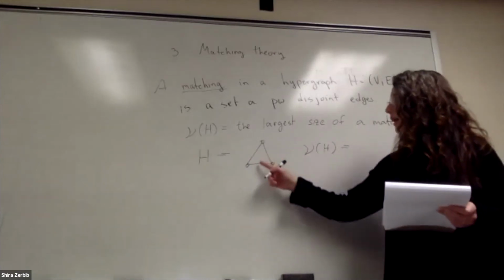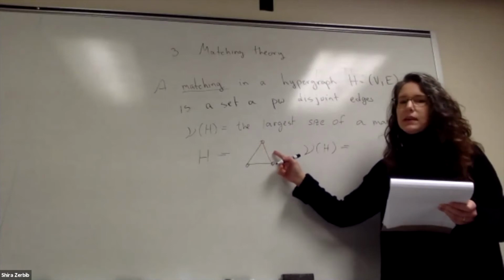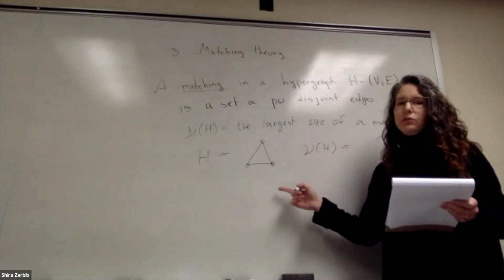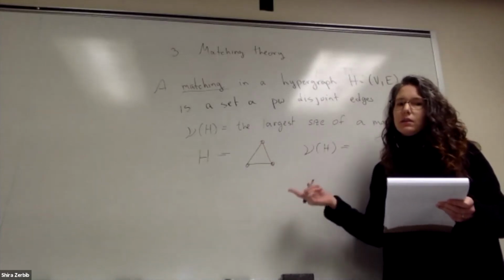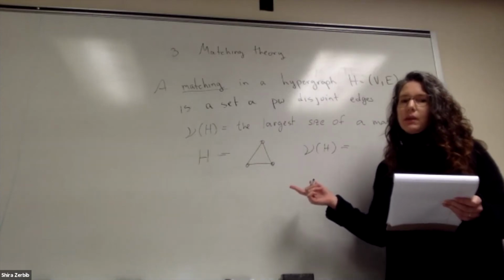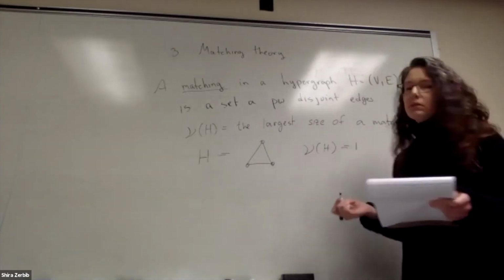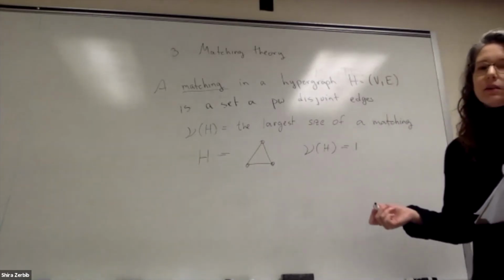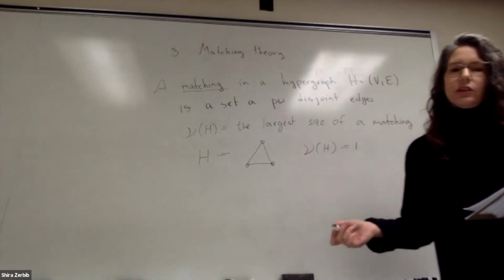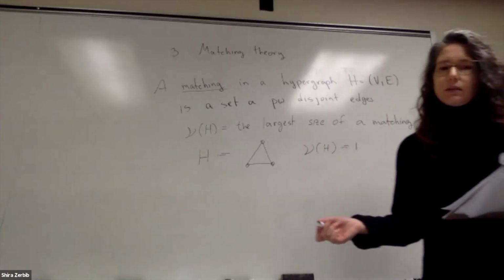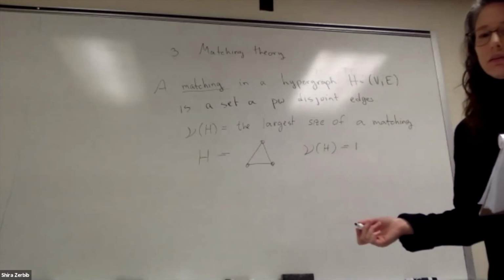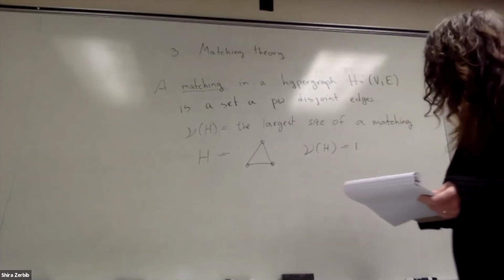So every 2 edges here intersect. So we cannot find 2 edges that are disjoint. So the matching number is 1, right? The largest size of a set of disjoint edges is of size 1, right? Okay.